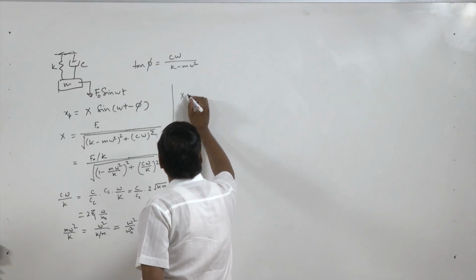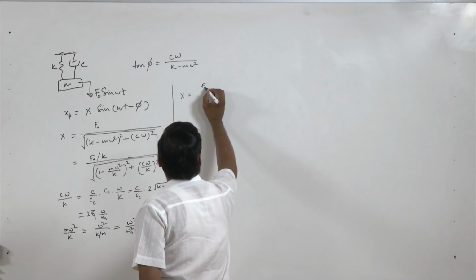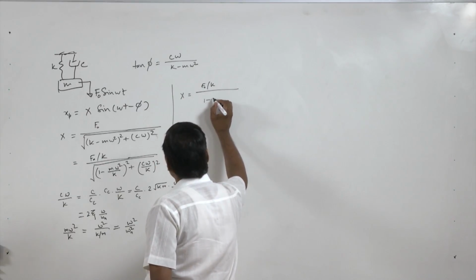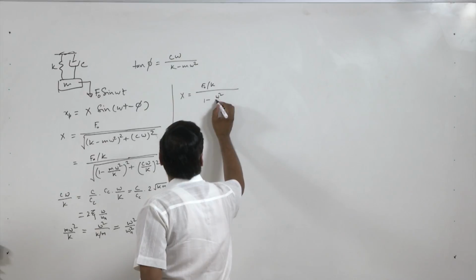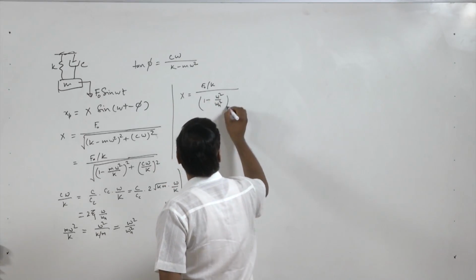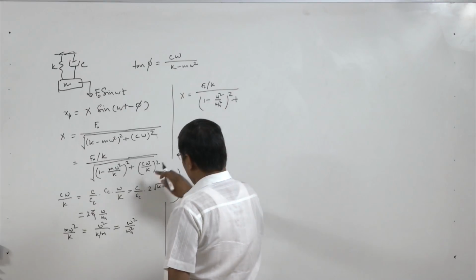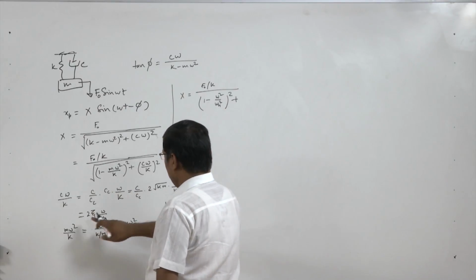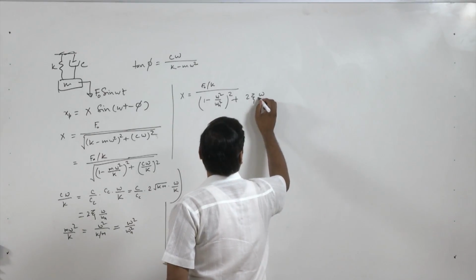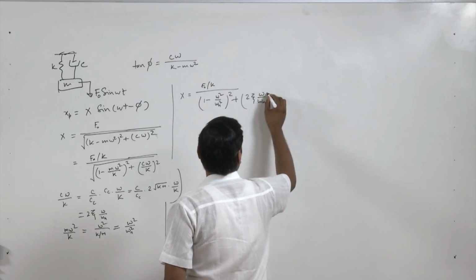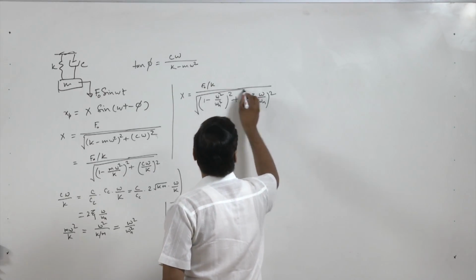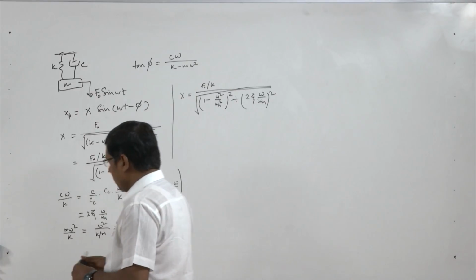So here we can write X equal to F0 by k upon the square root of 1 minus omega square by omega n square, whole square, plus c omega by k, which is 2 zeta omega by omega n, whole square, all under root.